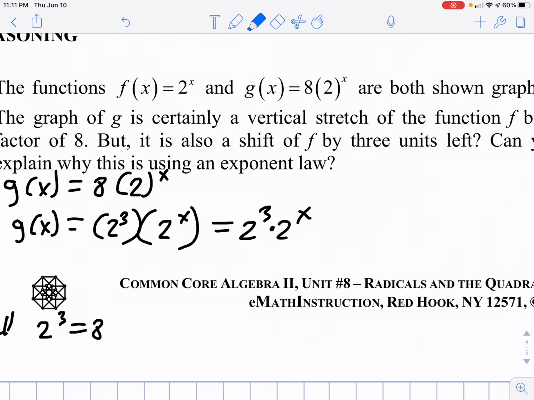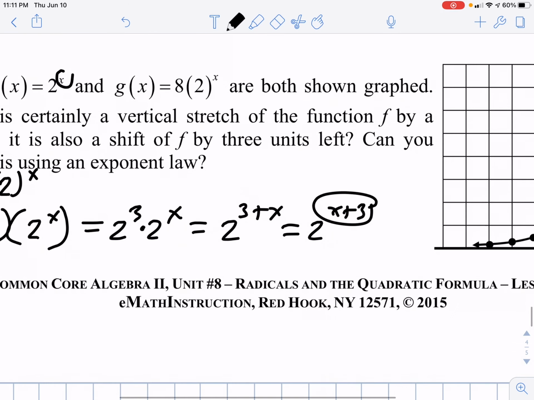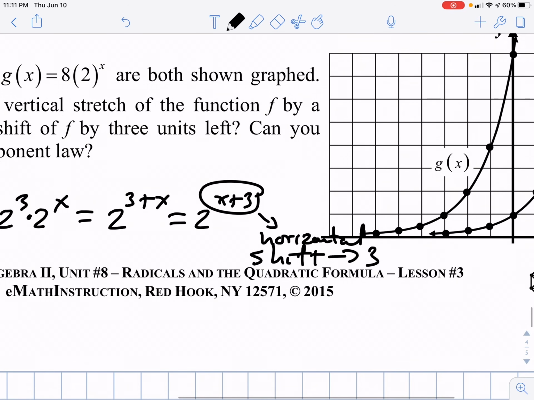And what do we do when we are multiplying same base? We add the exponents. So this becomes 2 to the 3 plus x, which is easier if we write it as 2 to the x plus 3. So 2 to the x plus 3, that is a horizontal shift, 3 units left.